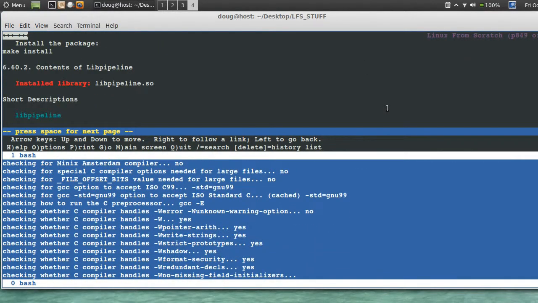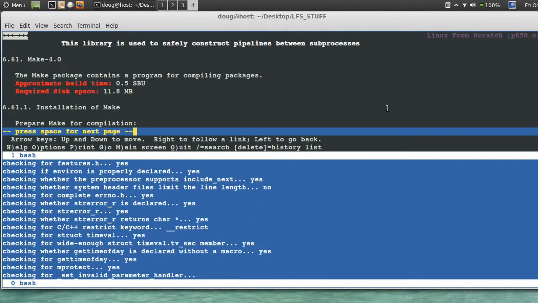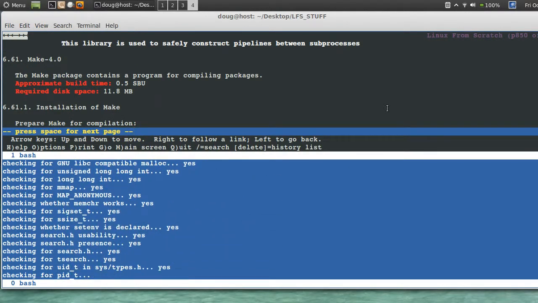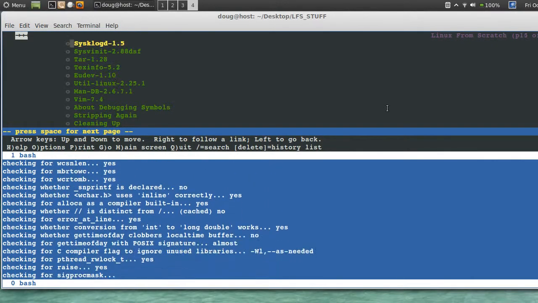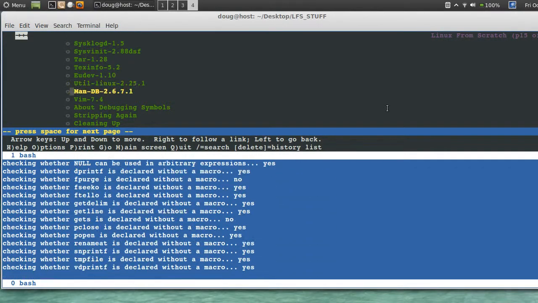Make install. Sounds cool. After lib pipeline, we only have 1, 2, 3, 4, 5, 6, 7, 8, 9, 10 more packages to go.